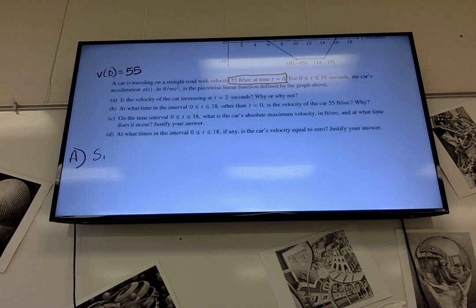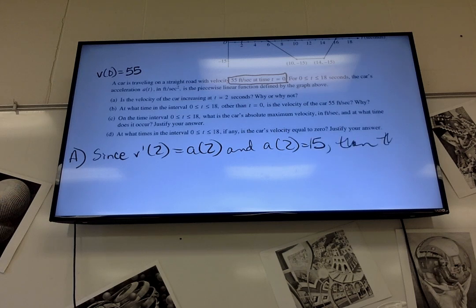So since v prime of 2 equals a of 2, and a of 2 equals 15, then the velocity is increasing at t equals 2. You can say because a of 2 is greater than 0.